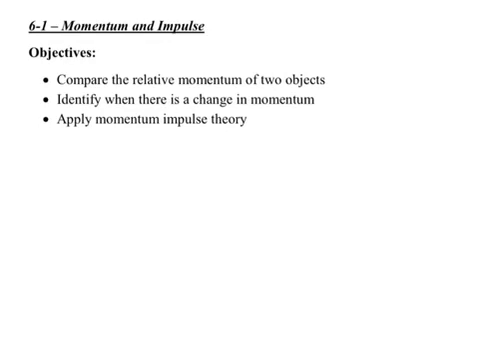So the three objectives for 6.1 are to compare the relative momentum of two objects, to identify when there's a change in momentum, and then apply what's called the momentum impulse theory. And the momentum impulse theory, we'll see, is very useful in class. And yes, last year Helen named it MIT, momentum impulse theory. So you're welcome to remember MIT for that.